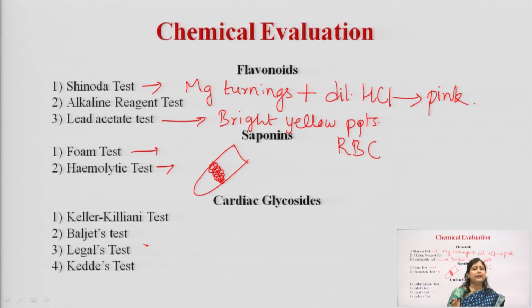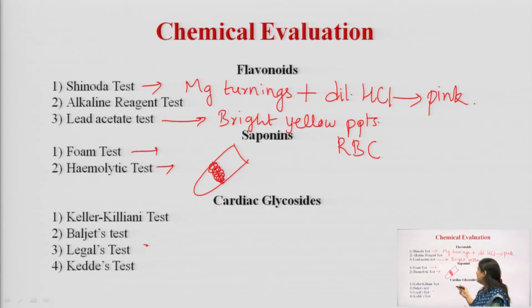In hemolytic test, we will prepare a blood smear on a particular microscopic slide. On that we will put a few drops of the saponin solution and check under the microscope. If the RBC ruptures, it means that it contains saponins.